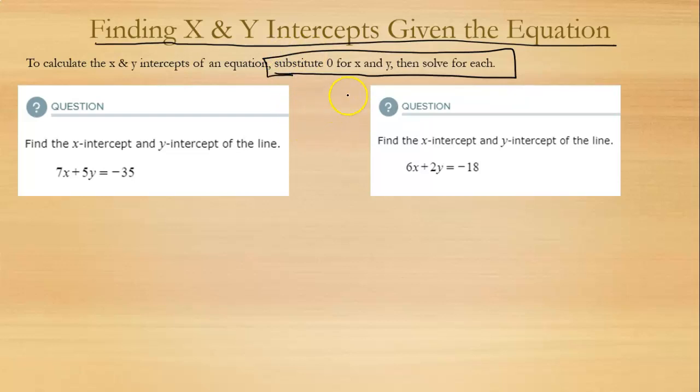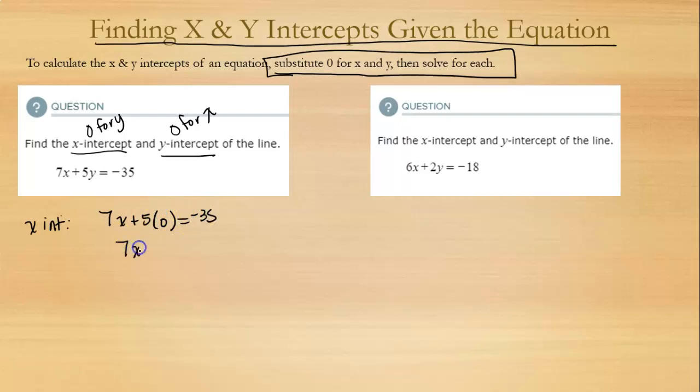That never ever changes. So it's not like sometimes you should do it this way, sometimes you should do it that way. Nope. If the directions say find the x-intercept and y-intercept, you are always substituting 0 for y to find the x-intercept, 0 for x to find the y-intercept. So for example, if I want to find the x-intercept, then we're going to substitute 0 for y.